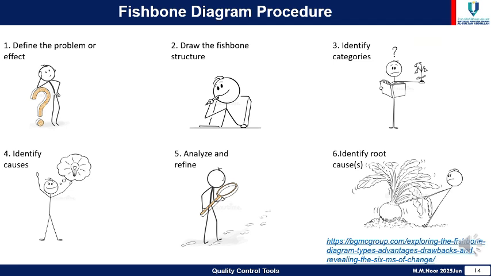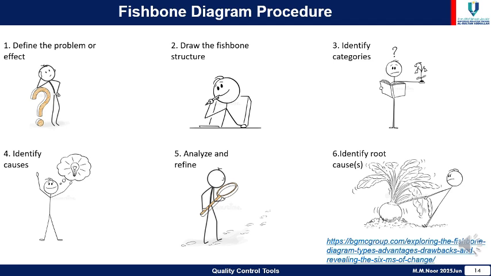Next one, we identify the categories. So on each branch of the spine, write down the categories under which potential causes will be listed. These categories may vary depending on the nature of the problem or effect.